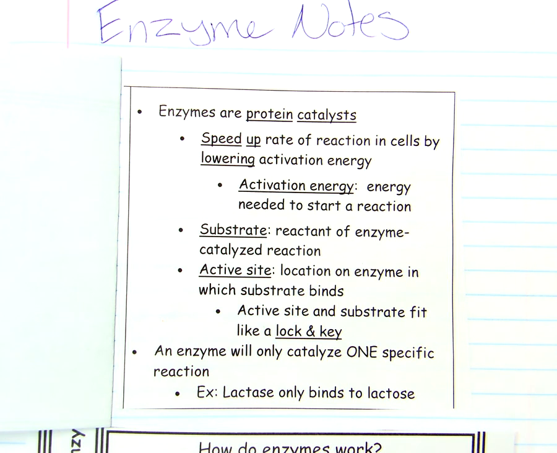Within the enzyme, we have what's called the active site. This is the location on the enzyme in which the substrate binds. Active site and substrate fit like a lock and key. Things have to be very, very precise. They're so precise that an enzyme will only catalyze one specific reaction.